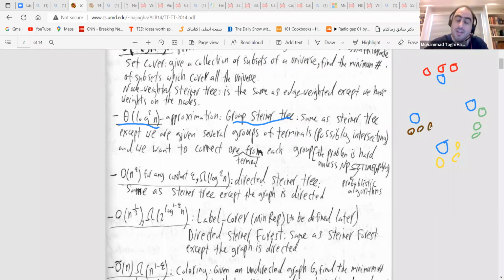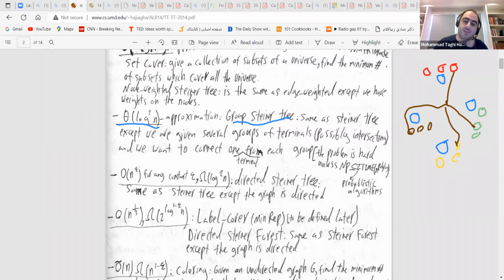And what is the goal? The goal is to connect, again, by a set of edges, such that you will connect one vertex from each group. Which vertex is up to you. So you want to buy a set of edges.